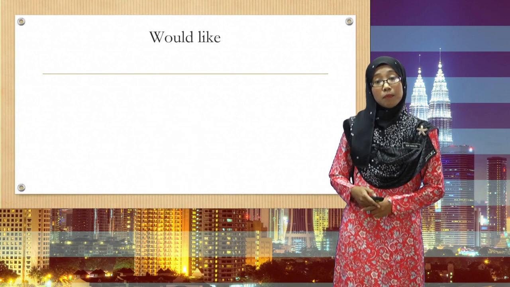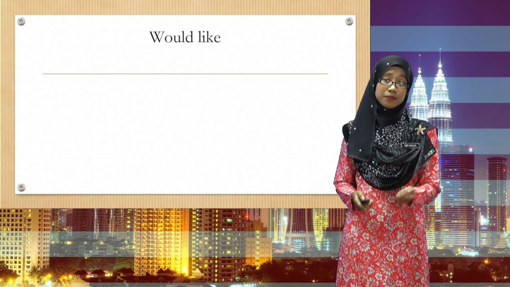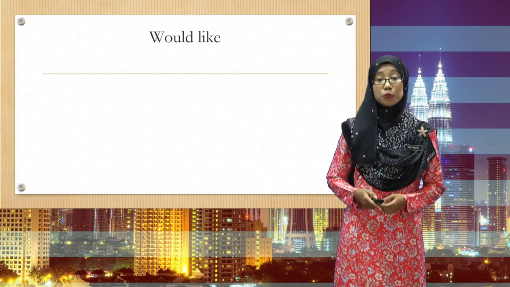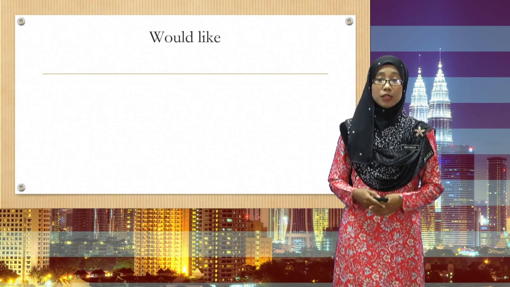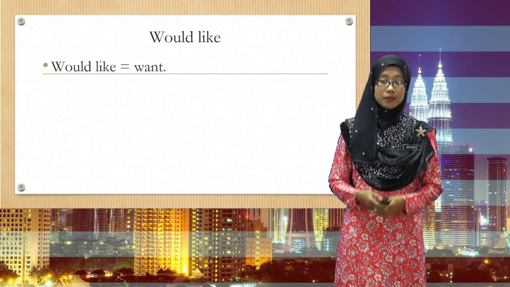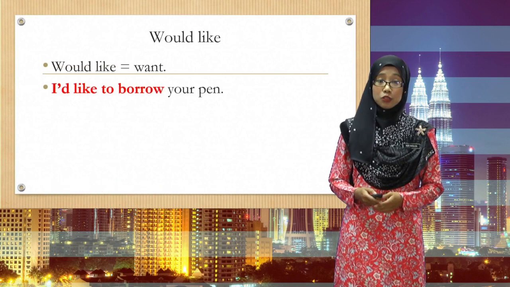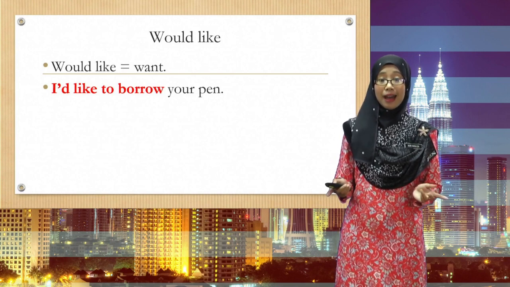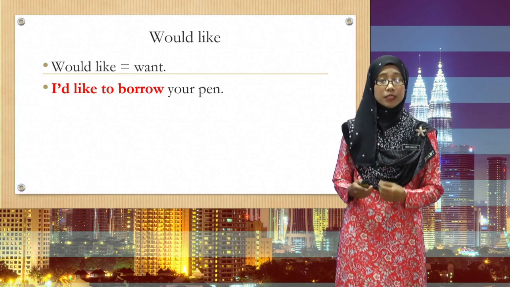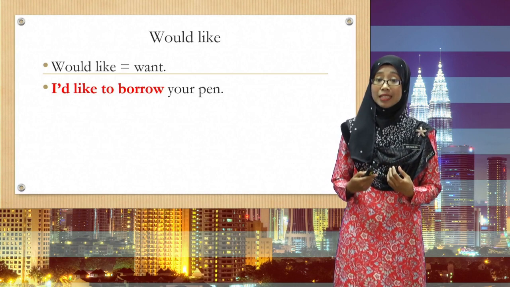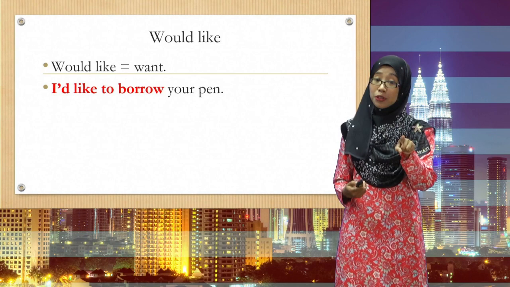Next, we are going to learn about would like. We use would like to mean want. We use the infinitive to after it. Let's look at a few examples of sentences using would. The first example is, I'd like to borrow your pen. I'd is the contraction of I would. It is affirmative sentence or also known as positive sentence. It means that I want to borrow your pen.